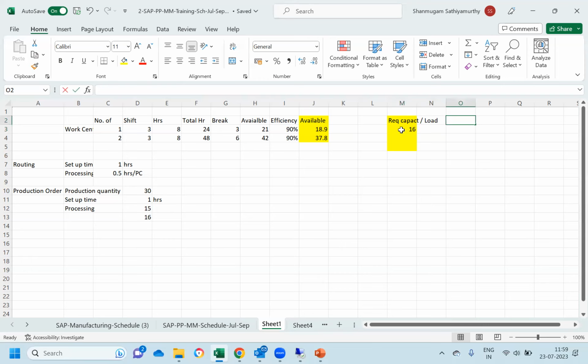My load versus capacity is fine. For example, capacity utilization will be 16 divided by 18.9. This is my capacity utilization. Suppose I get the production order for 35, what's happening? My capacity utilization has become 97.88%.